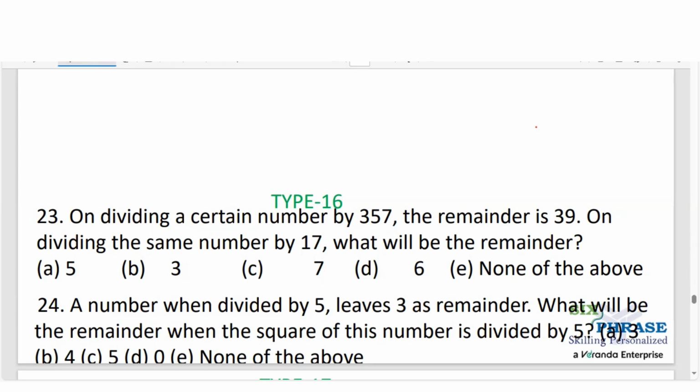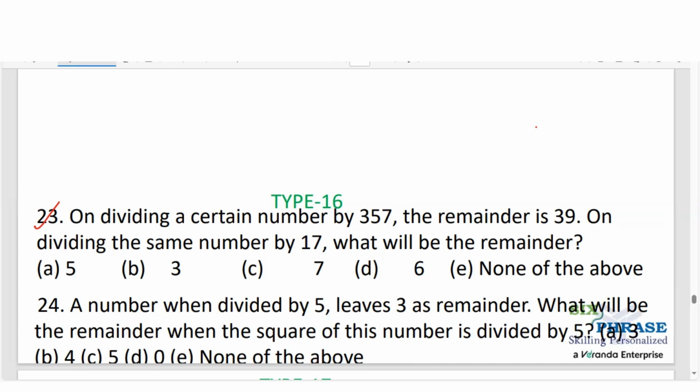Hello everyone. Today I am going to start a very important topic of quantitative aptitude, that is the number system. Let us see the first question. On dividing a certain number by 357, the remainder is 39. On dividing the same number by 17, what will be the remainder?